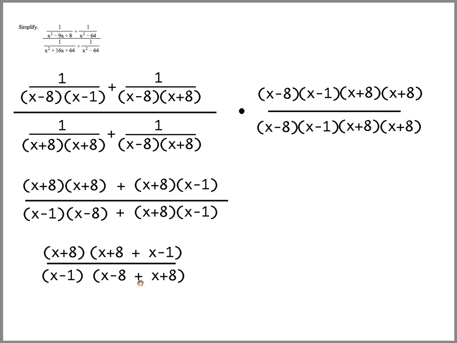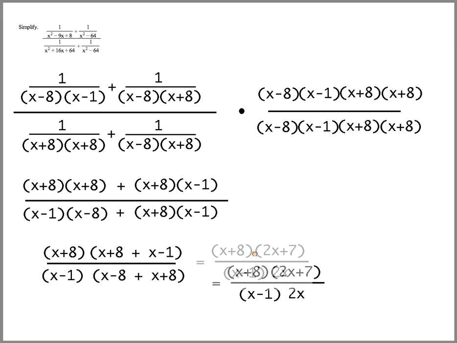Now we have like terms here and we have like terms here. We're going to be left with 2x plus 7 in the top. And down here the minus and the plus 8 are going to cancel. We're just going to have 2x. And so when I do that, when I clean that up, combine those like terms, I'm left with this.